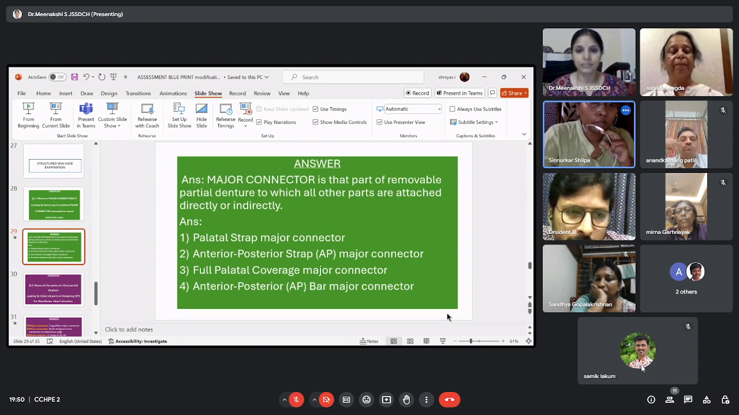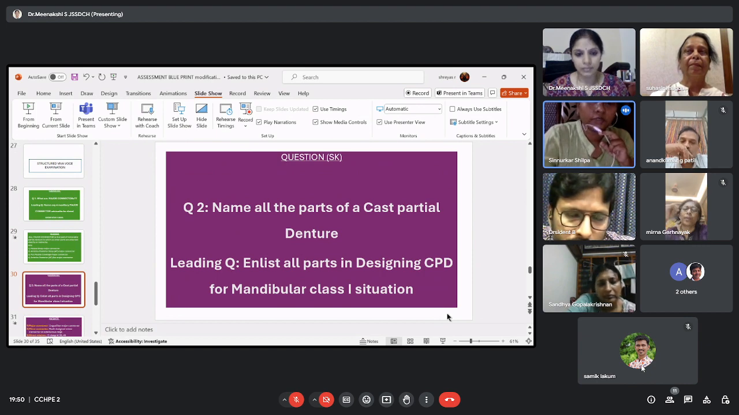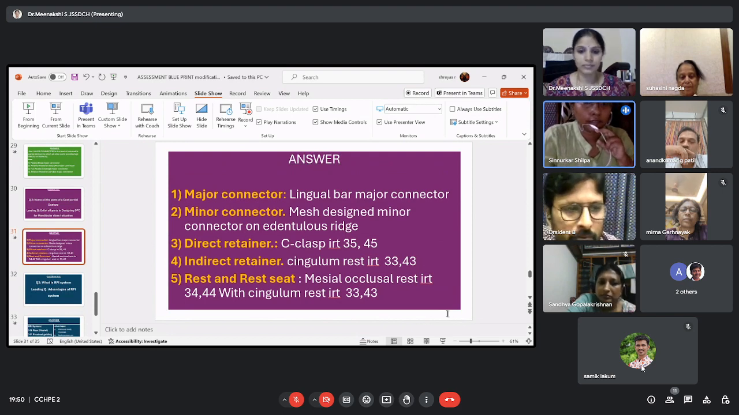And the next question, this is in the should know category, where the first question is, name all the parts of a cast partial denture. If the student answers that, then we'll ask, enlist all the parts used in designing a cast partial denture for a mandibular class 1 situation. So the answer will be major connector, minor connector, direct retainer, indirect retainer, and rests and rest seats. And if possible, the second leading question will give you the exact location and selection of each part for the design consideration.